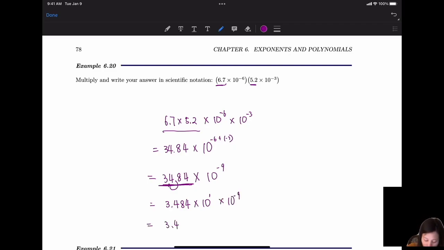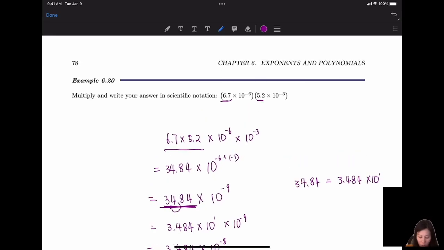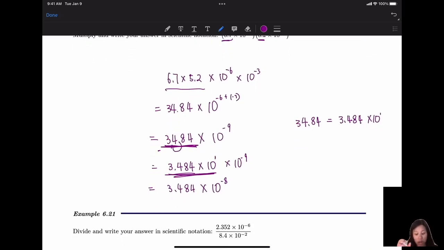So now we do this again. We have 1 plus negative 9, which is negative 8. So basically, we would write 134.84 as 3.48 times 10 to the 1 power. We want to write this in exponential form and merge the tens together again.